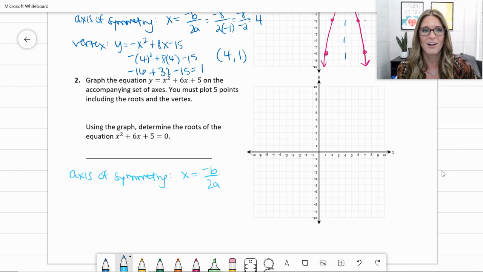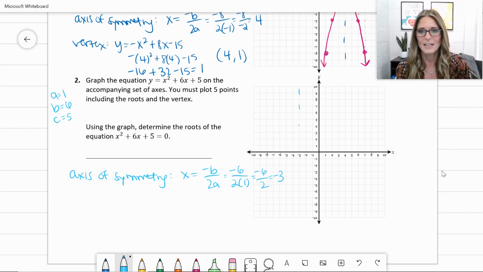On number 2 here, our a value is 1, b value is 6, and c is 5. So when I plug it into negative b, that's a negative 6 over 2 times 1, or that's going to simplify to negative 6 over 2, or a negative 3. So let me go ahead and dash that negative 3 axis of symmetry on our graph.